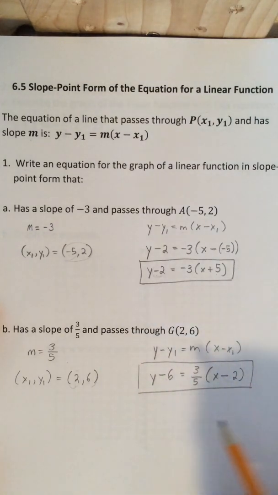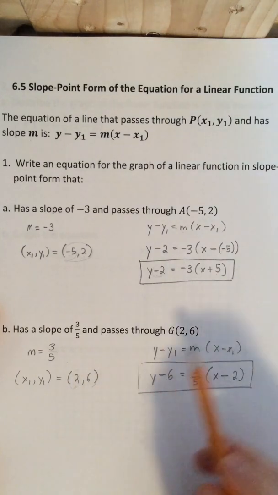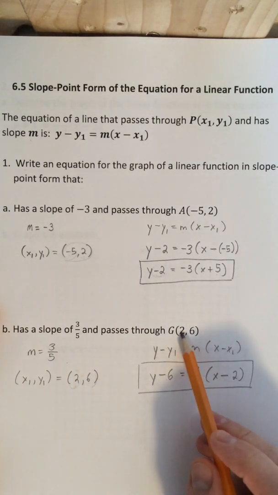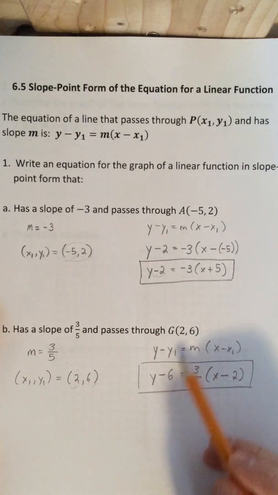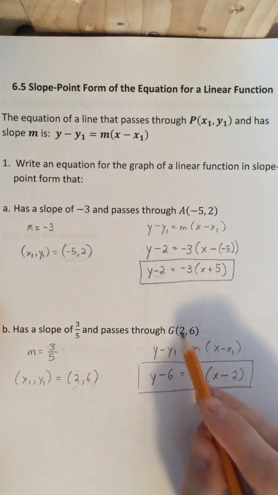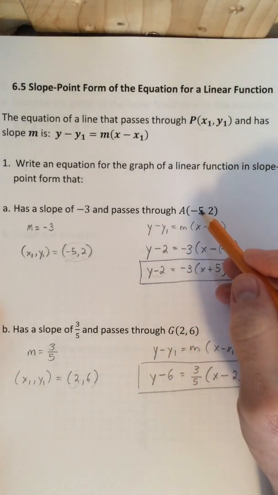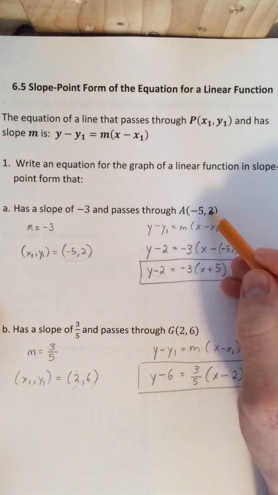So if you're looking to shorten your work, for the point that you're given, in the equation these signs will change. So here, it's y subtract the 6, where it was a positive here, and x subtract the 2, where it was a positive there. The same here. It's x plus that 5, and it's y subtract that 2.